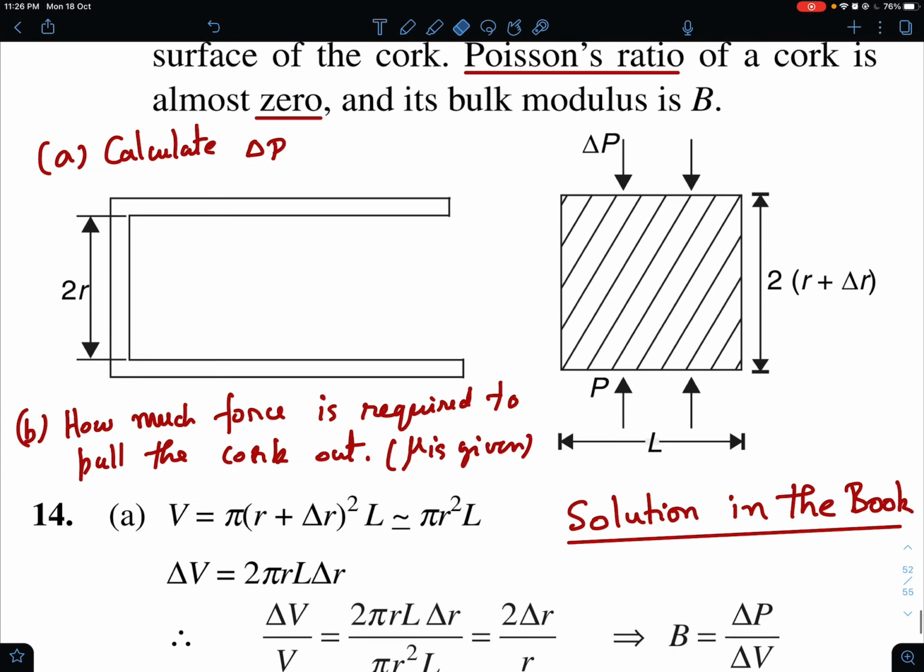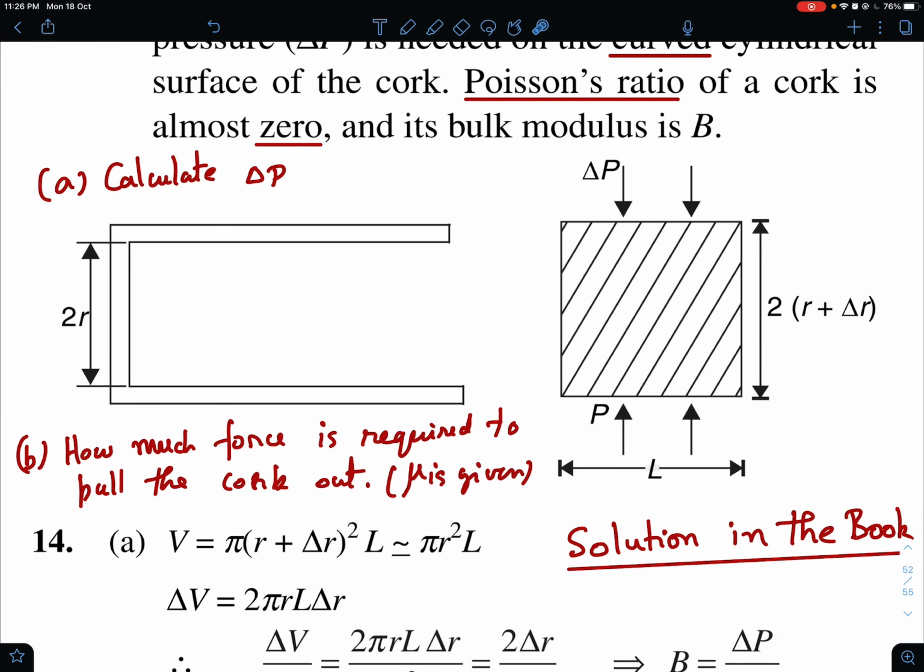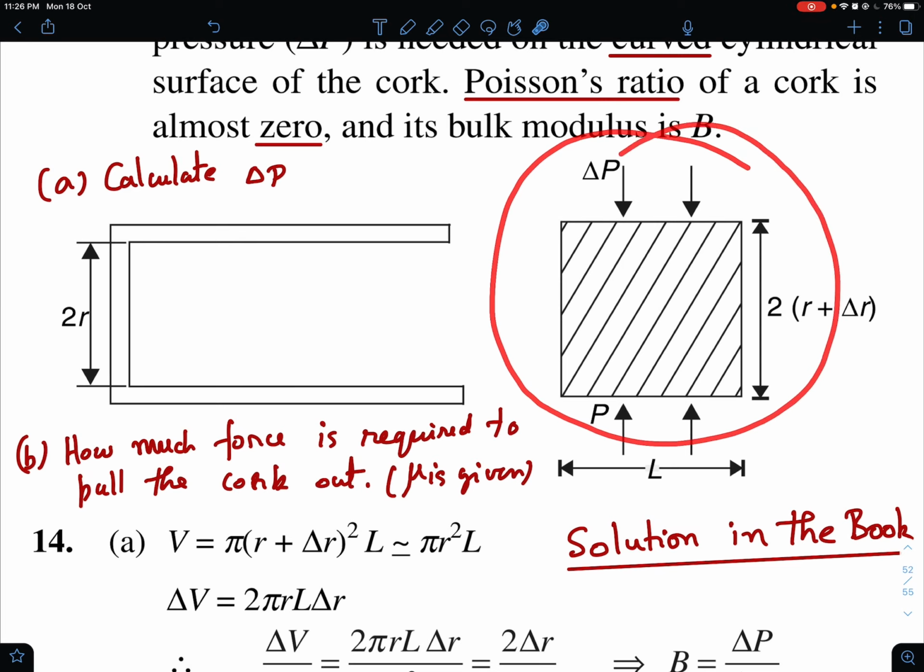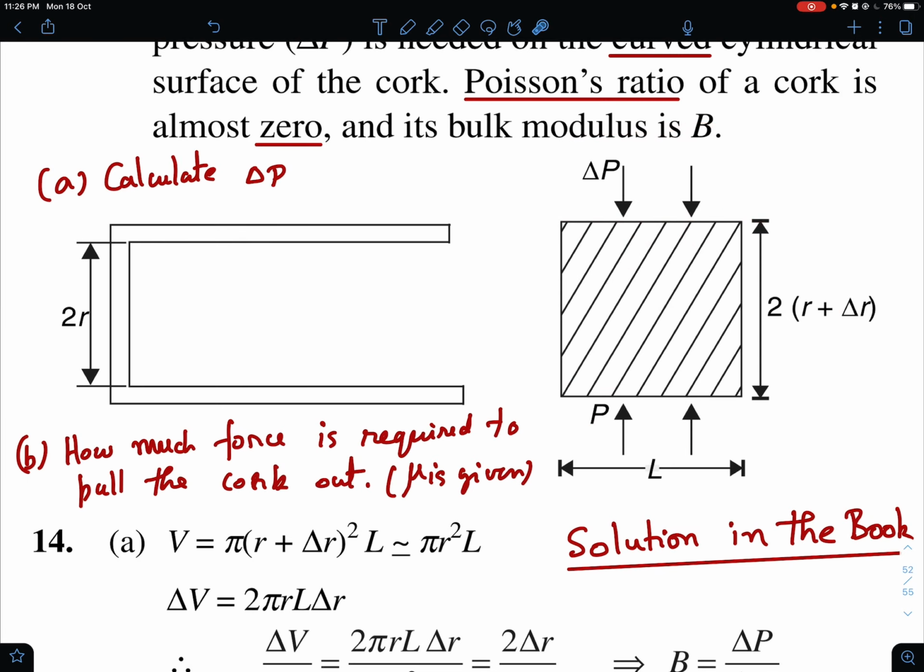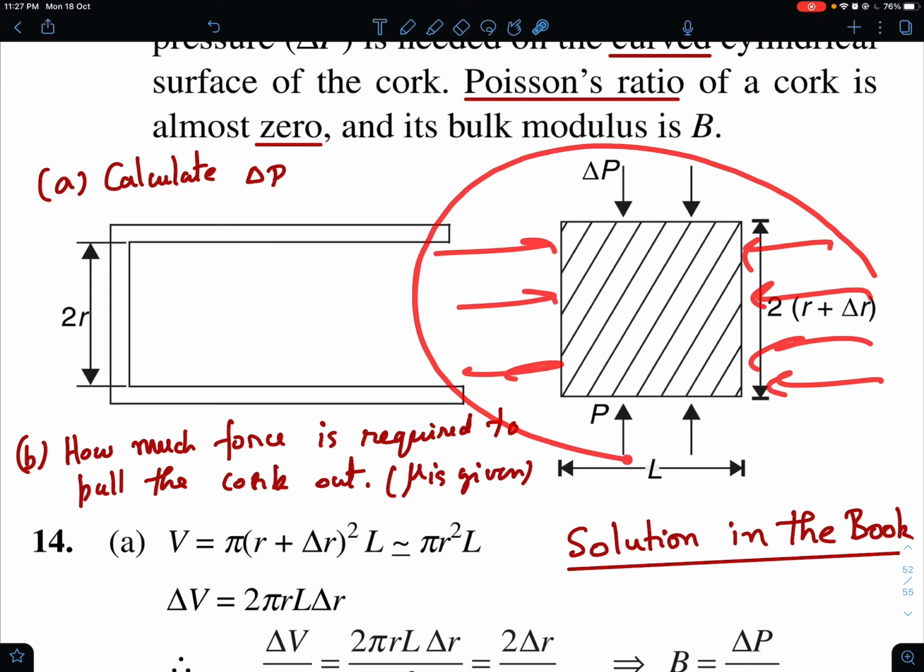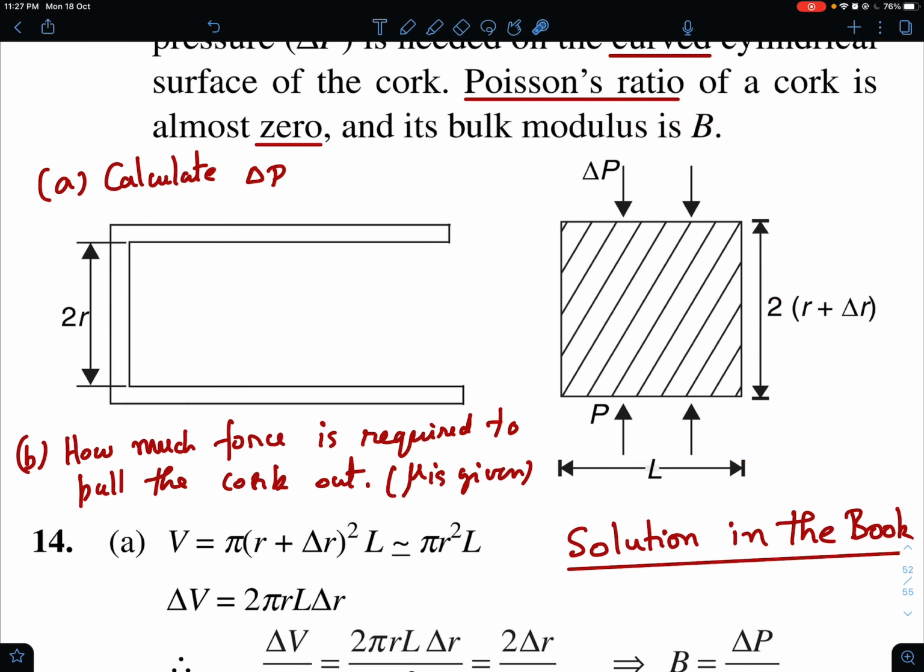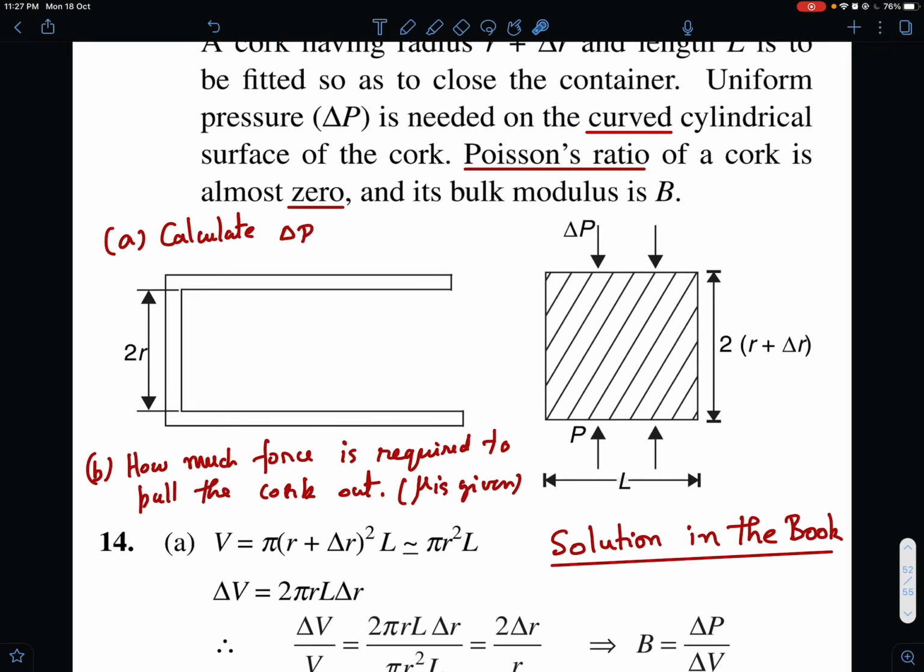So the main problem in the solution, or rather in the problem, the main thing is that the pressure is not being applied on all the sides. The pressure is being applied only on the curved surface of the cylinder. Okay, and when we talk about the bulk modulus, what do we mean by bulk loading? Bulk loading means the pressure is being applied from all sides. So if the pressure were being applied from all sides, then we could straight away use the bulk modulus formula. But the problem here is that pressure is not being applied from all the sides.